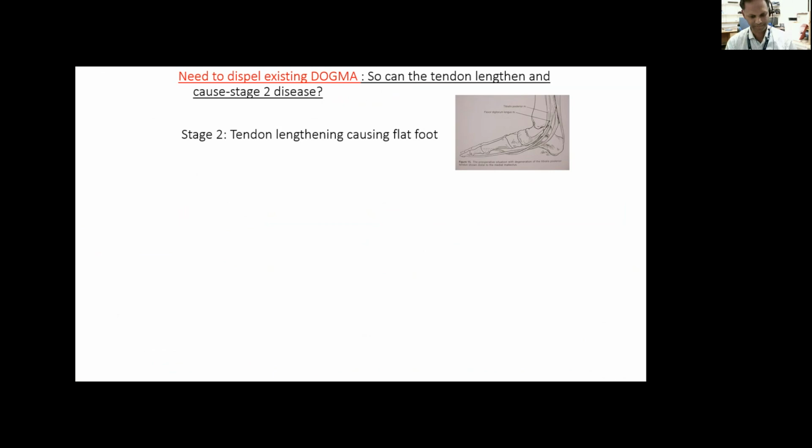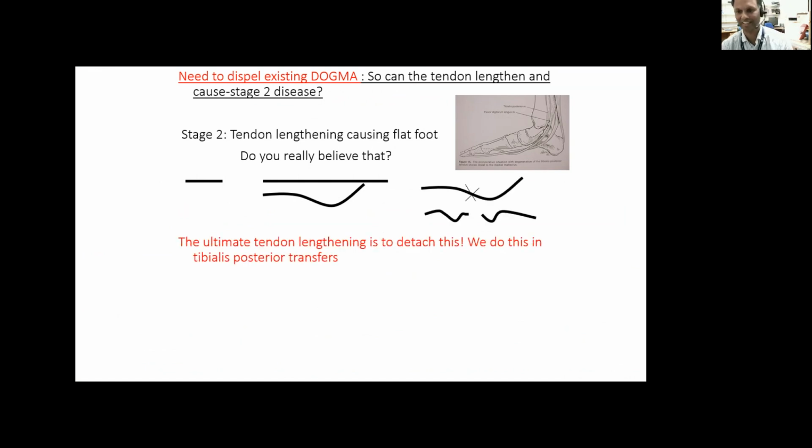But in order to progress, we need to dispel existing dogma. And there's several ways we can do this using rheumatological evidence. We can use EMG evidence. But one of the best ways of doing this is to actually look at stage 2 disease. And what was stated was that the tendon lengthened and led to a dynamic instability of the arch. But if you take a tendon and lengthen it, what you're effectively doing is introducing slack into that system. And if you put enough slack into that system, that's like detaching it. And we do that when we do our tib post tendon transfers.